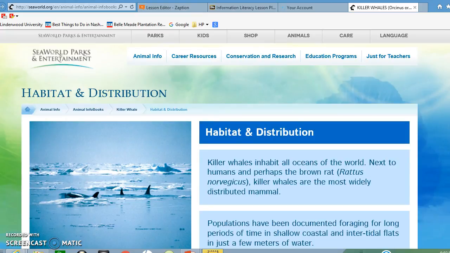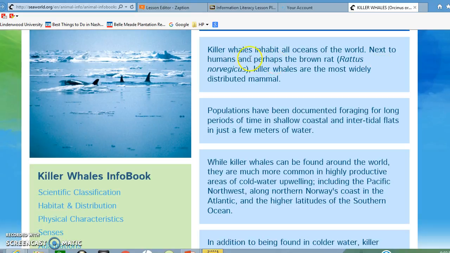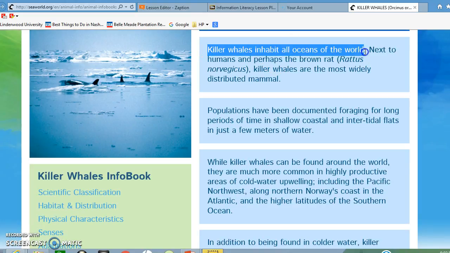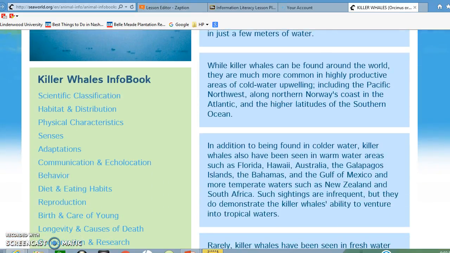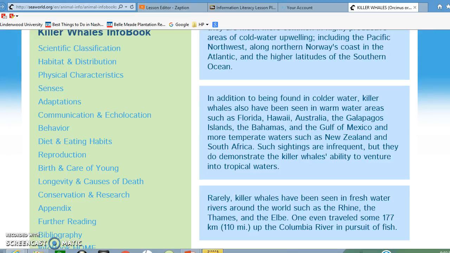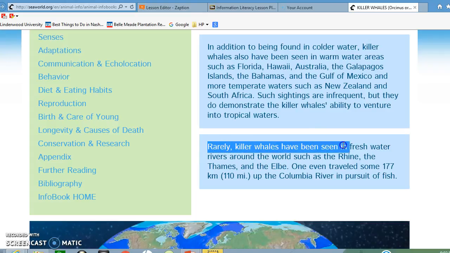All right, so we have a list just like the one that we just went through. The first thing we're going to look for is accuracy. So we're going to read some of this to see. Killer whales inhabit all oceans of the world. All right, that sounds reasonable. Looking at a few others. Rarely, killer whales have been seen in freshwater rivers around the world.